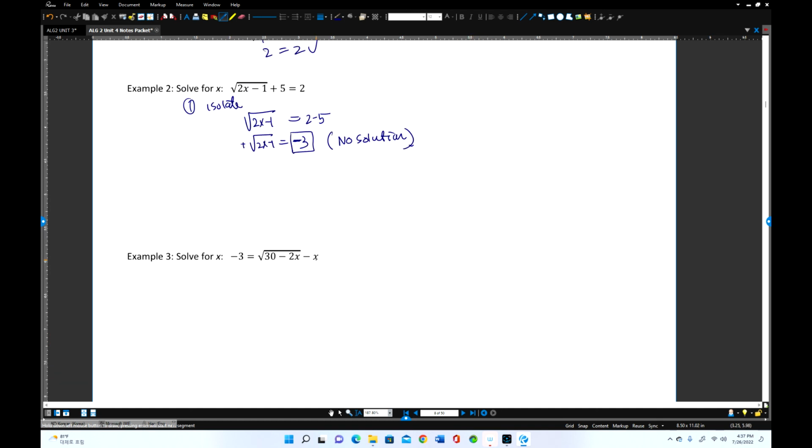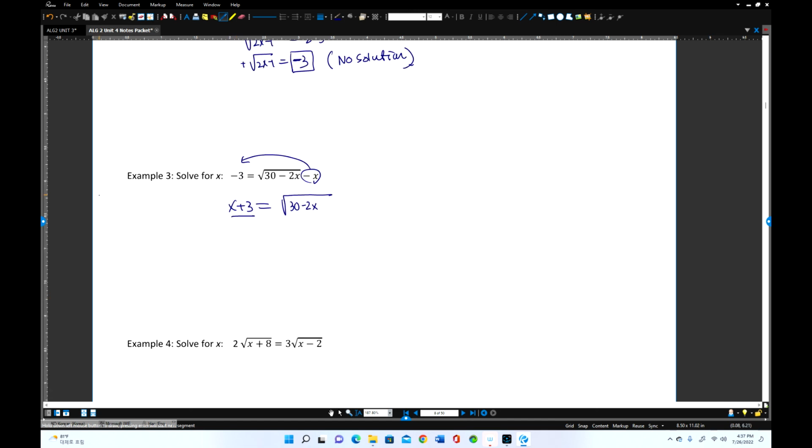The next one: I'm going to keep the one variable, the square root of 30 minus 2x, on the right. All the others will move to the left to isolate it. So it's x plus 3. We don't know whether this is positive or negative, and that's no problem, it can be either. But it means after you find the value of x, you must check.